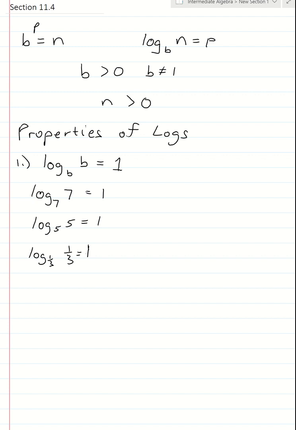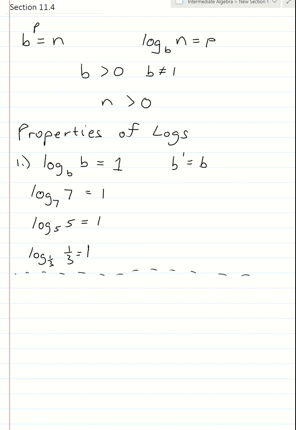Because if you think about this logarithmic property, writing it in exponential form, we would be able to say that the base to the power of 1 would have to equal the number b. Okay, and of course we know b to the first power equals b. So that would be our first property.